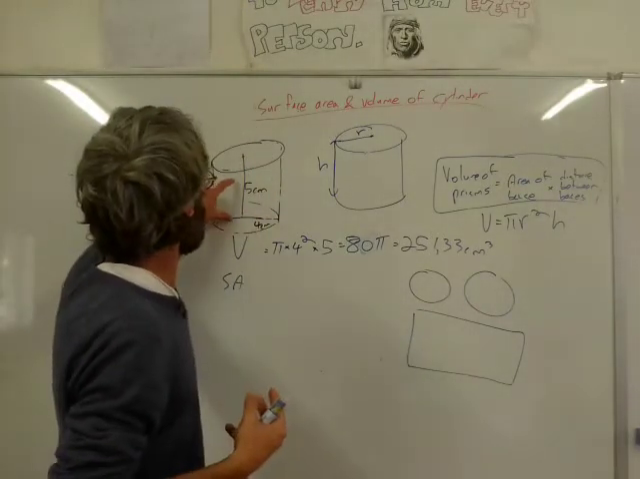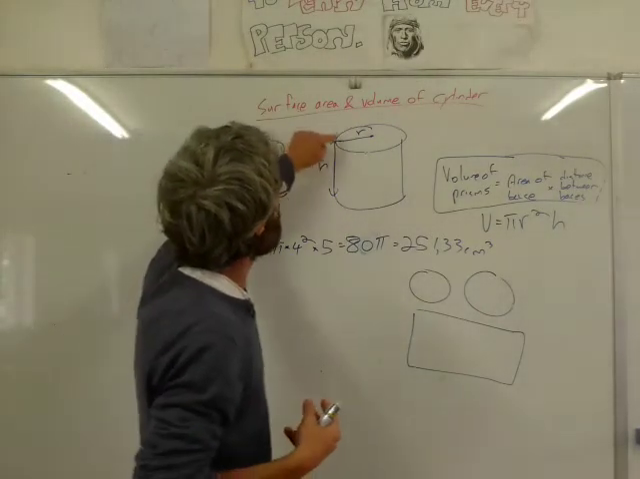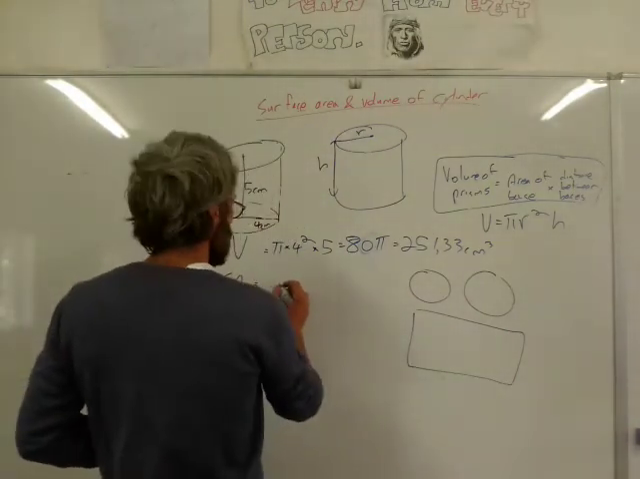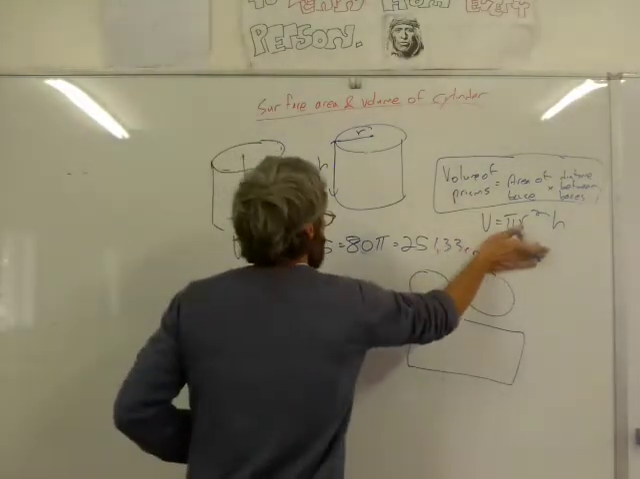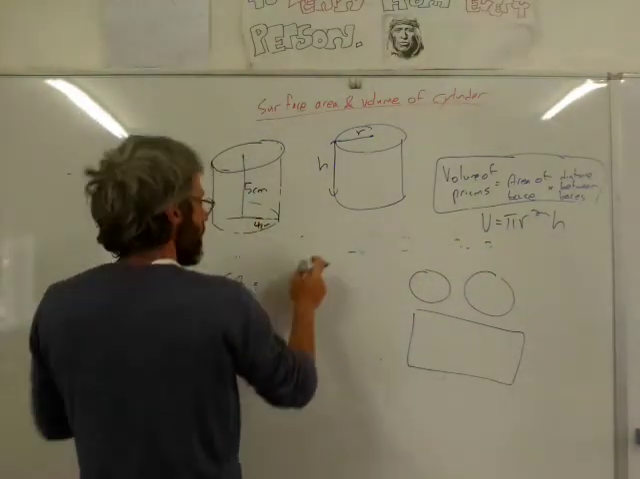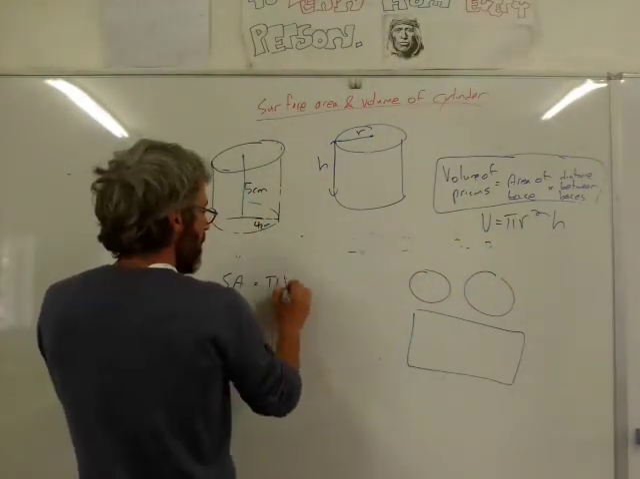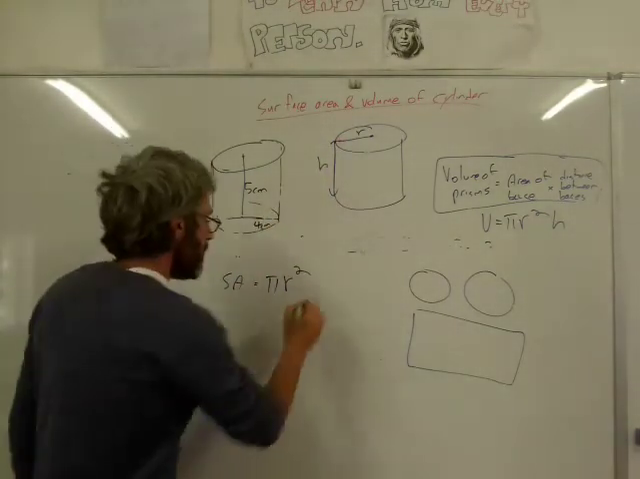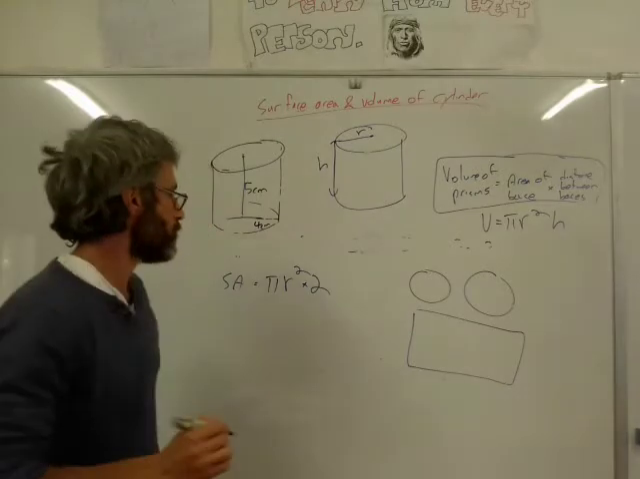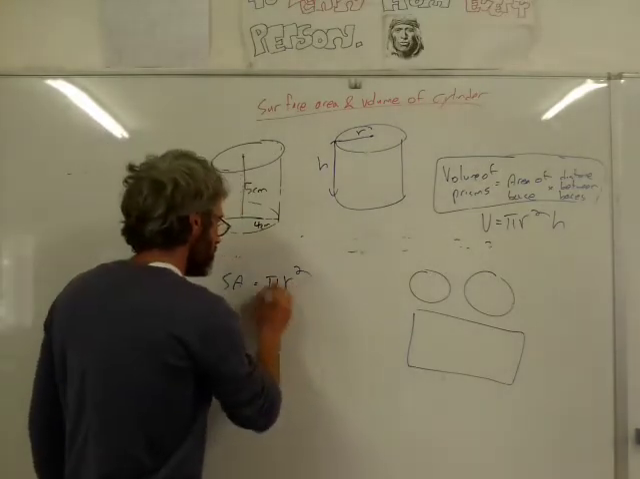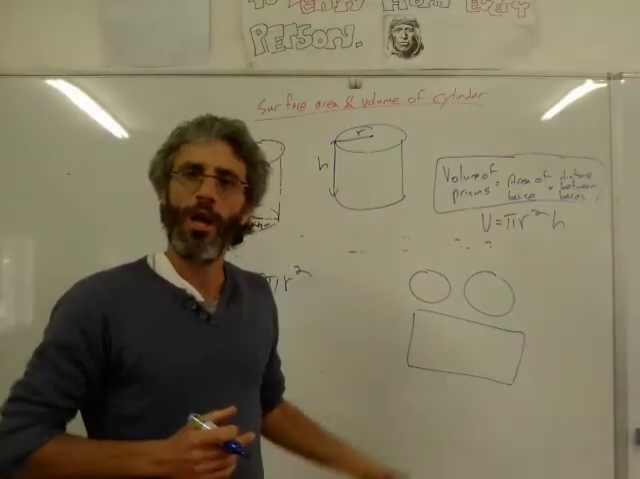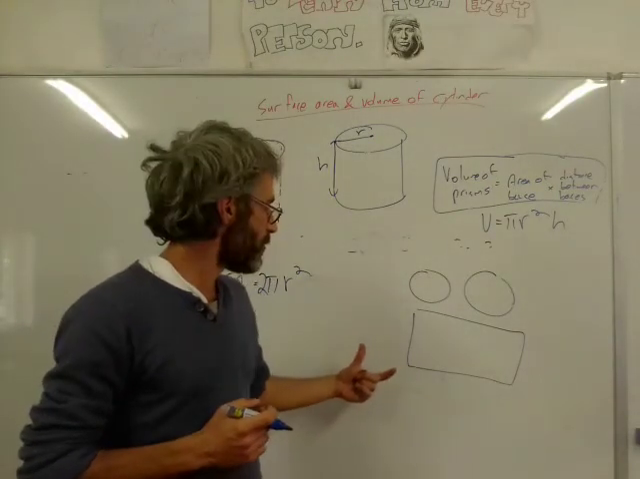So how would I calculate the area of this circle? Let's say the radius is r. The area is going to be pi r squared. That's the area of one circle. But I've got two circles, so it's going to be 2 pi r squared. That will be the area of the two circles. How do we calculate the area of the rectangle?